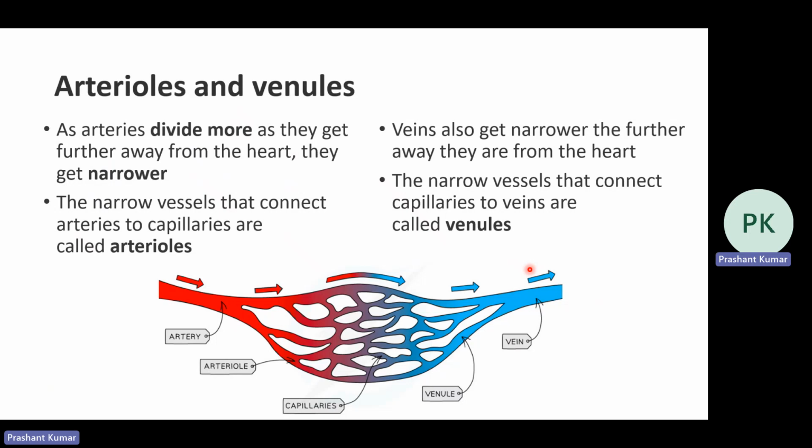Arterioles and venules, what are these? As arteries divide more, they get further away from the heart and they get narrower and narrower. The narrow vessels that connect artery to the blood capillary, that segment of the blood vessels is called arterioles. In the same way, veins also get narrower the further away they are from the heart. The narrow vessels that connect capillary to veins, we call them venules.